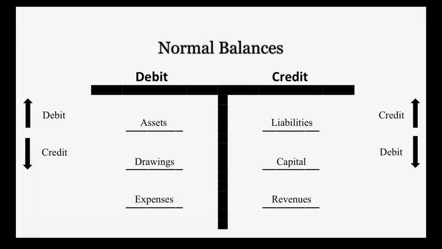So knowing this chart and knowing your normal balances will allow you to take a look at a transaction and be able to talk yourself through it as to what you need to do to prepare a journal entry. If you know that you need to increase an asset, well, then you know that that's going to be one of your debit accounts in that journal entry. If you know that you need to increase a liability, then you know that that's going to be one of your credit accounts in that journal entry. So I can't stress enough how important this information is.